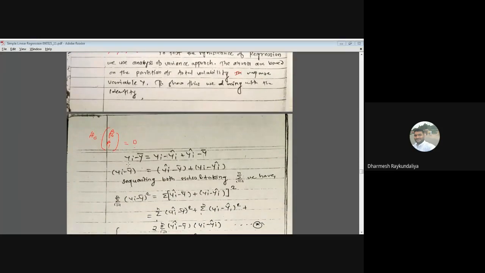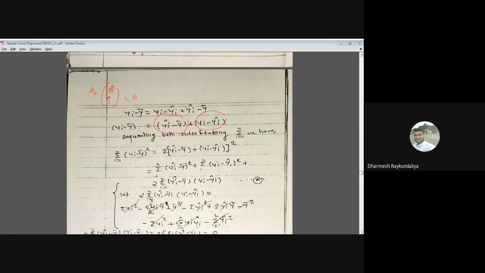Can we write yi minus y bar equal to, we subtract yi cap and add yi cap. So can I write it in this way: yi minus y bar is equal to yi minus yi cap plus yi cap minus y bar. So this is the one part, and this is the other part. The left hand side remains the same because we have just added and subtracted yi cap. Yi cap is nothing but the fitted value of y.